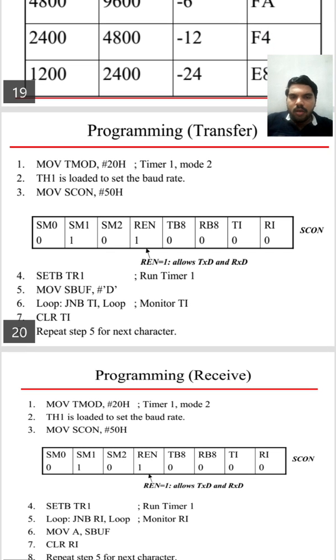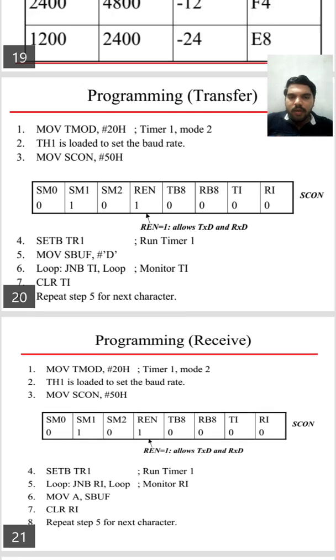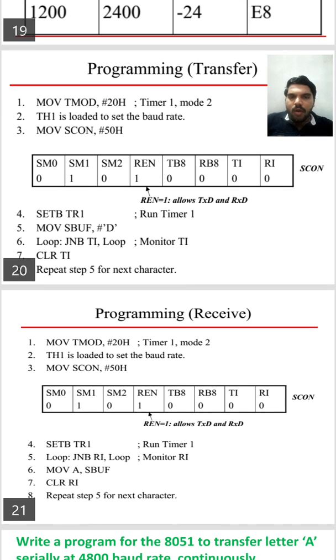Then we set the transmitter, move the character, and jump if not TI, looping until the transmit flag is set. Then we clear TI. We have to repeat this if there is an upcoming character.